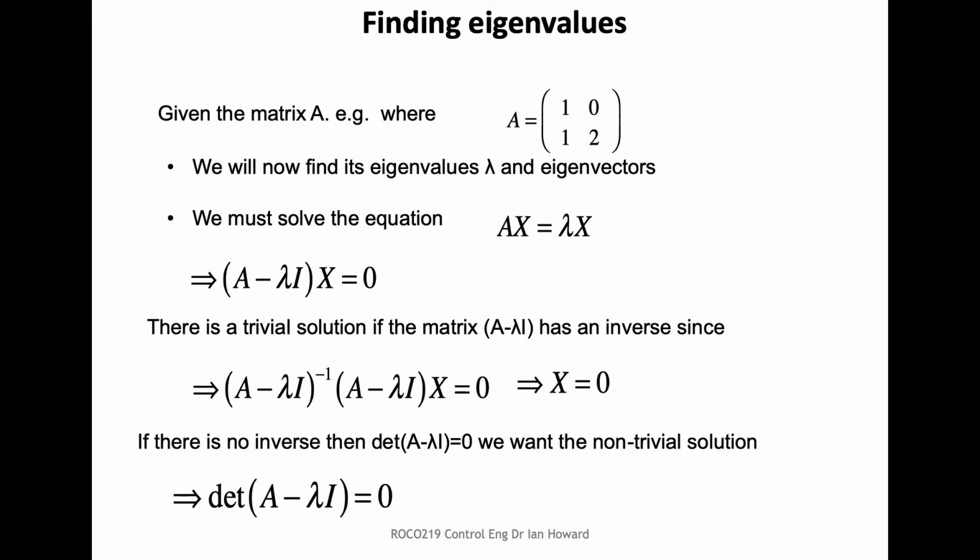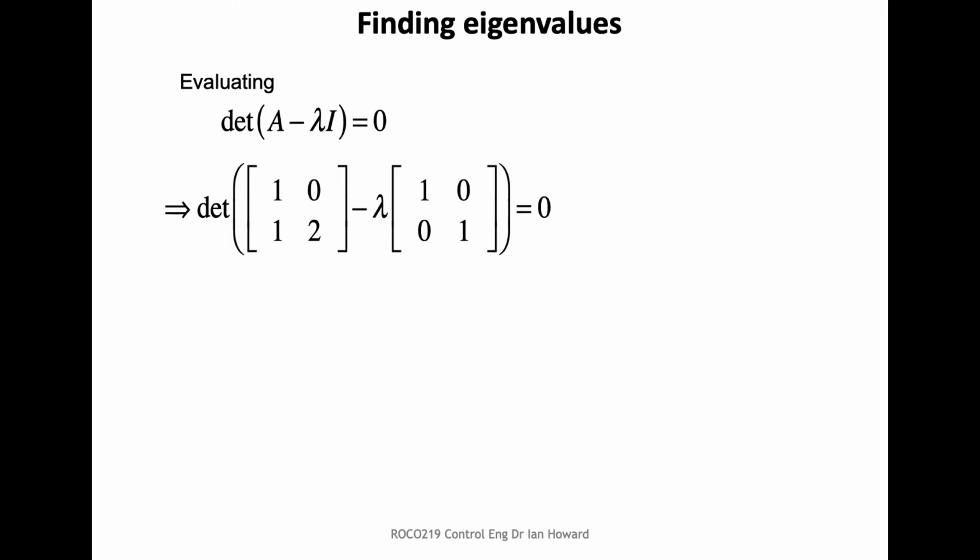The determinant is written in lots of different ways. I prefer the way written with det, but you can also see it quite often written with the matrix in between a couple of vertical lines. So let's evaluate this expression, the determinant of A minus lambda I. We're just expanding it out. Here's the A minus lambda times the identity matrix, and then we do an element for element subtraction. So it's 1 minus lambda here, 0 stays as 0, 1 stays as 1, and then it's 2 minus lambda here.